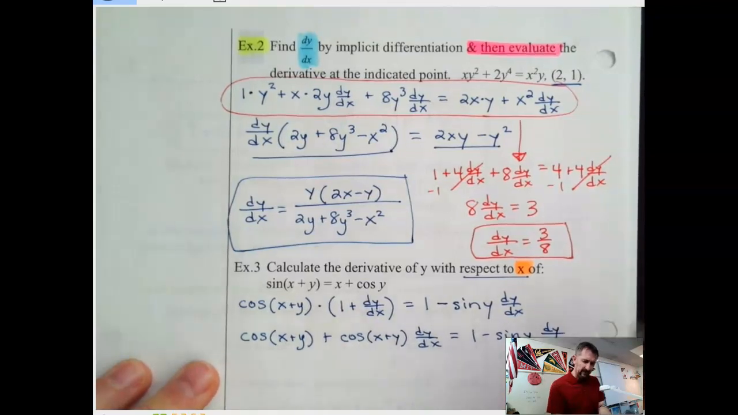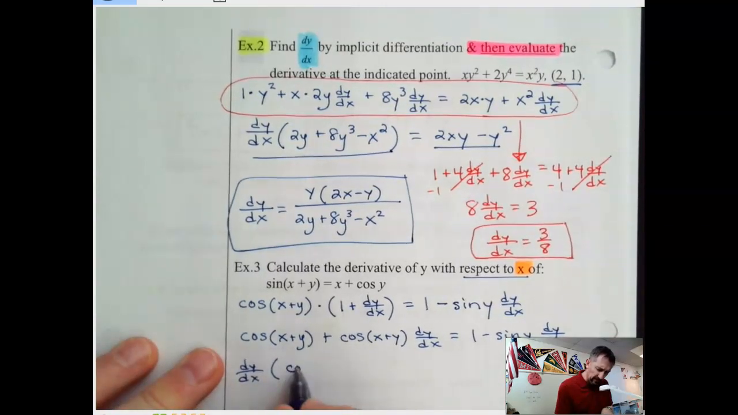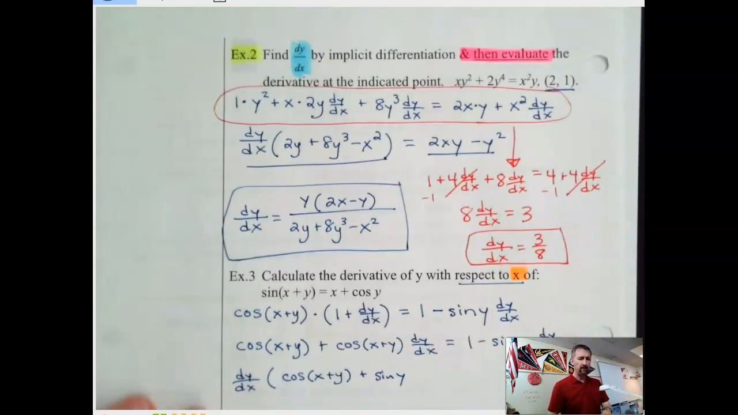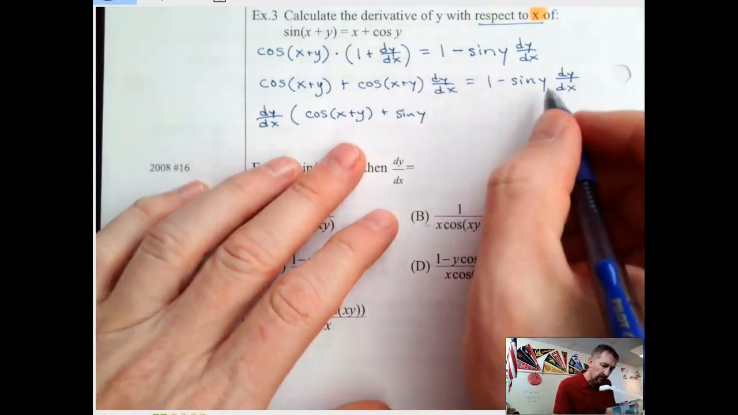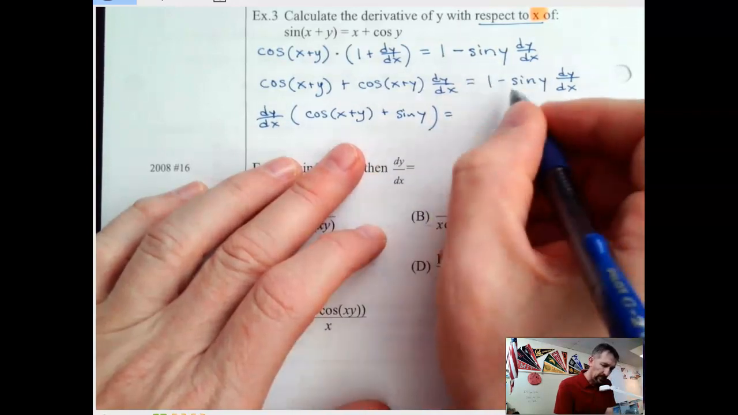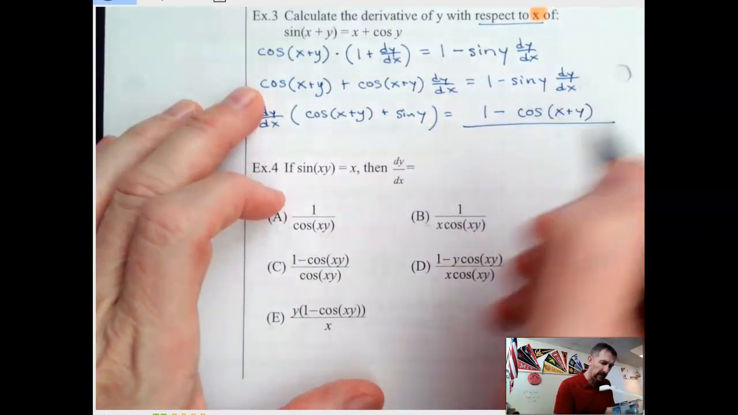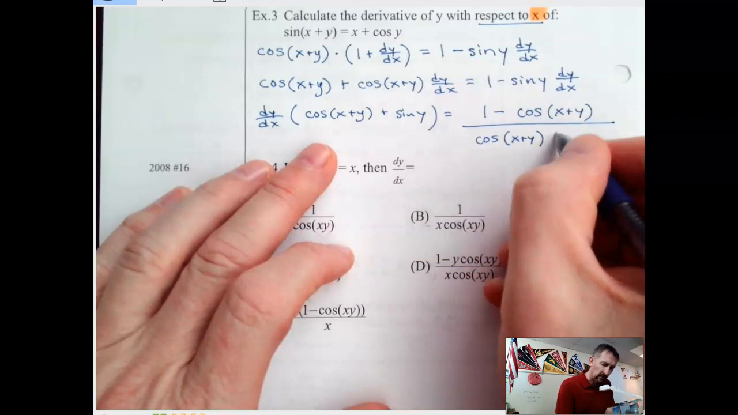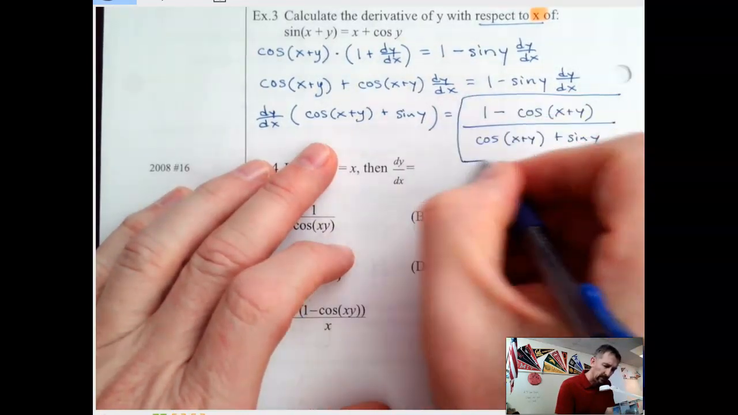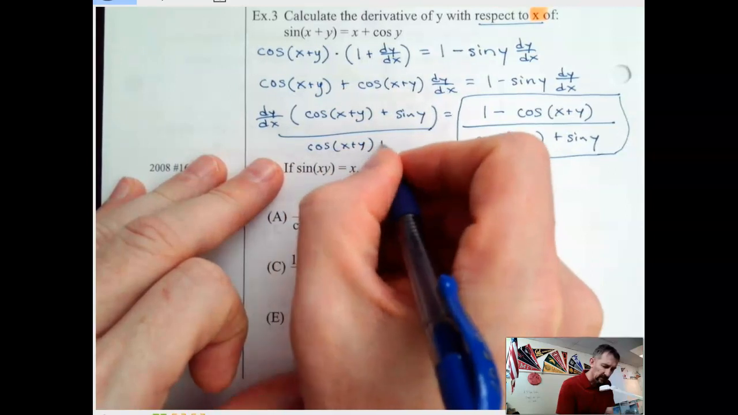So I've got 2 dy dx's, so I'm going to add that to over here, and I'm going to factor out a dy dx. So that's going to be cosine of x plus y plus sine y, equals 1 minus cosine of x plus y. And then I'm going to divide both sides by this. That's going to be cosine of x plus y plus sine y. Technically, I should probably have this also.